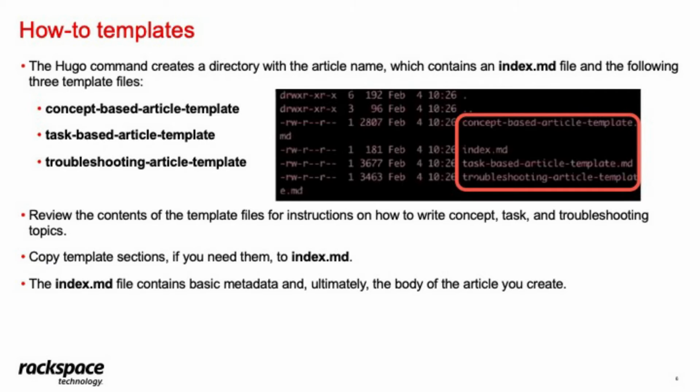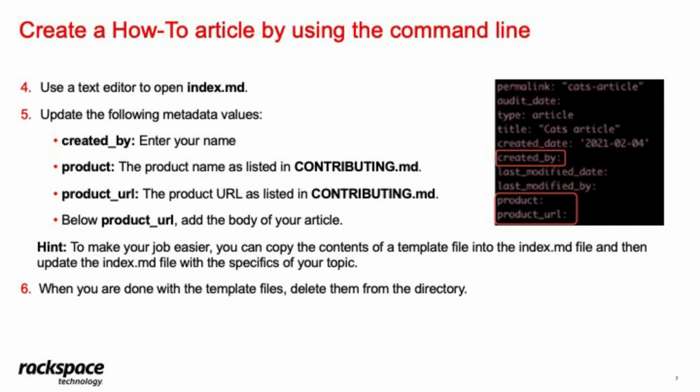Your article folder contains 4 files: index.md, where you can add your content, and 3 template files with examples of different types of articles. Review the template files to get an idea of how to structure your content and delete them when you're ready. They won't be published anywhere, so you don't need to keep them. The index.md file has the basic metadata elements and space for your text. Open index.md with the editor of your choice.